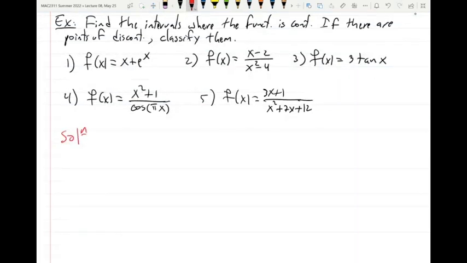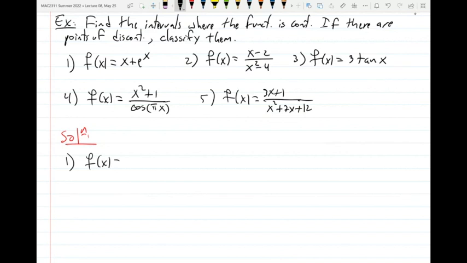So solution. Number 1, f of x is continuous everywhere. In other words, it's continuous on negative infinity to positive infinity. Do you understand the reason why? It's a sum of a polynomial plus an exponential. All right. How about number 2?